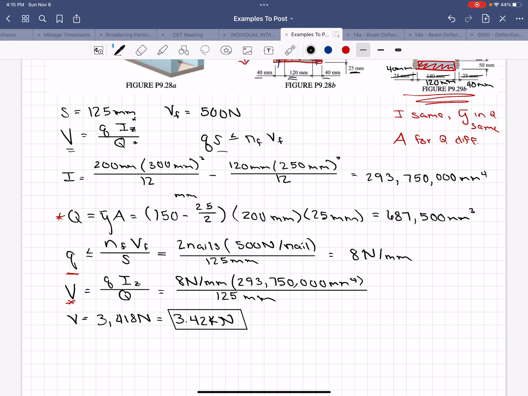So our new big Q, Q2, equals, the y bar stays the same, 150 minus 25 over 2. The area changes in only one dimension. The width is now this 120 millimeters. The height of that area stays the same at 25 millimeters, and we get a Q2 of 412,500 millimeters cubed.